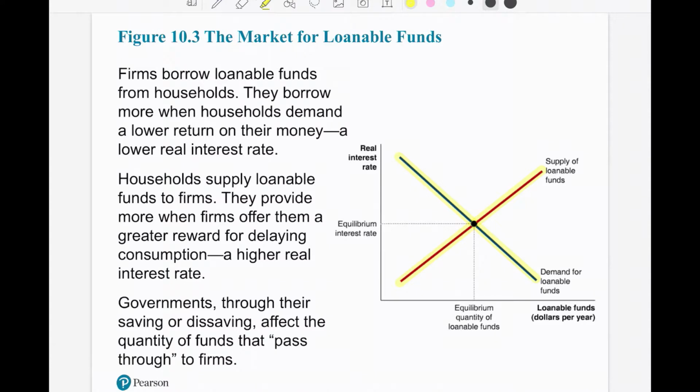Now, because both borrowers and lenders are interested in the real interest rate they receive or pay, equilibrium in the market for loanable funds determines the interest rate. So we always find our equilibrium point where our supply curve and our demand curve intersect, which is going to be right here. And that gives us our equilibrium interest rate and also our equilibrium quantity of loanable funds.